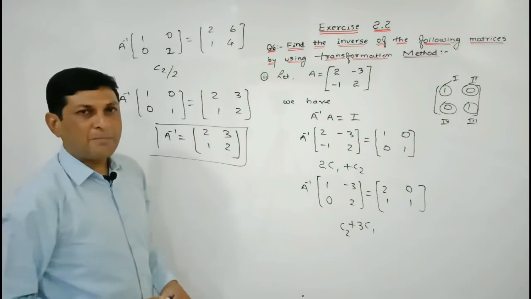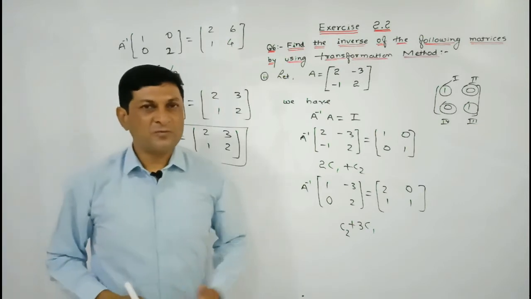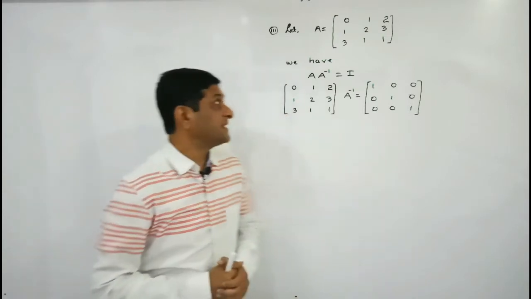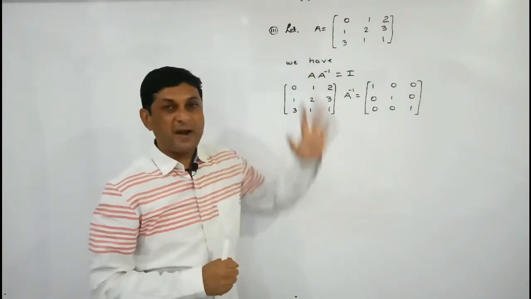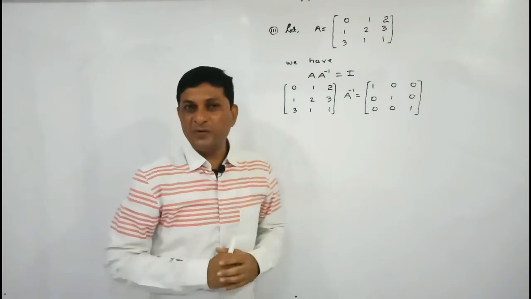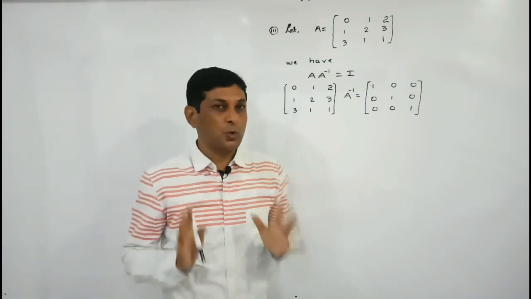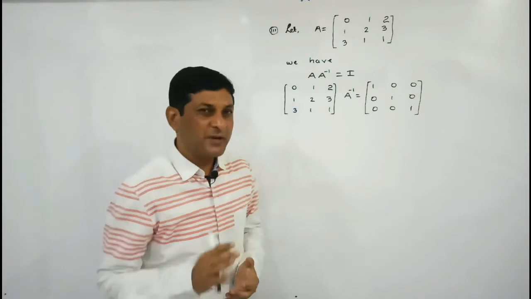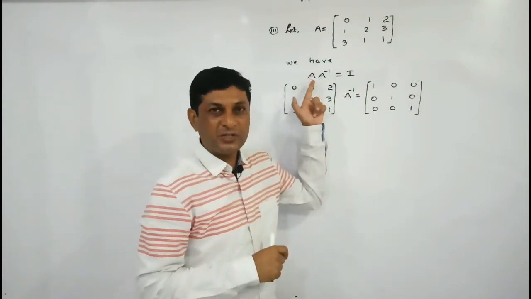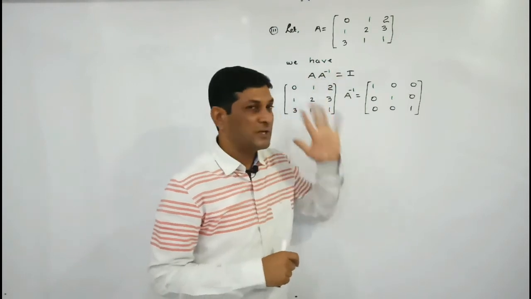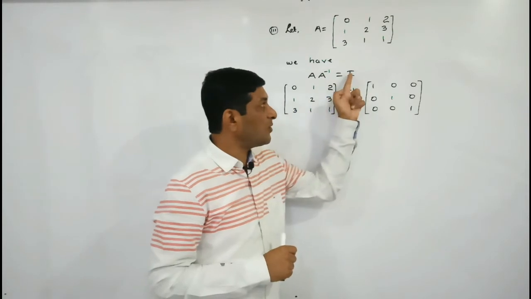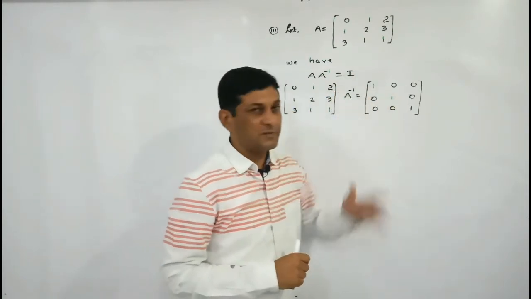In this way, applying column transformation, we have seen how to find the inverse of a matrix. Now let us try to solve example number 3. In this case, one matrix of order 3 by 3 is given to us, and we are trying to find the inverse of this matrix applying the row transformation method. So already we have seen that in the row transformation method, which condition are we applying? A into A inverse is equal to the identity matrix. Substitute the matrix A, and on this side write down the identity matrix.